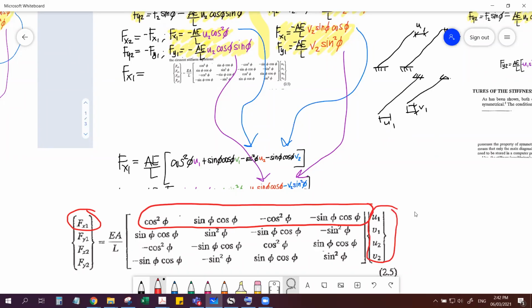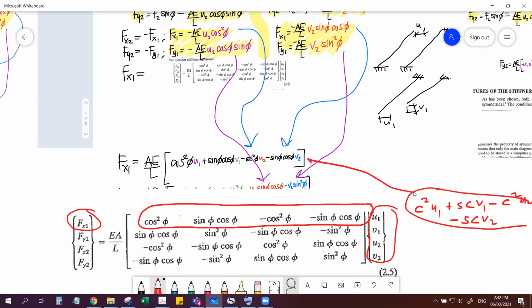If we expand that, that will be cosine square u1 plus sine cosine v1 minus cosine square u2 minus sine cosine v2, right? Which is basically this one. This is the long form: cosine square phi u1 plus sine phi cosine phi v1 minus cosine square phi u2 minus sine phi cosine phi v2. So that is your fx1. Of course, everything will be multiplied to AE over L.